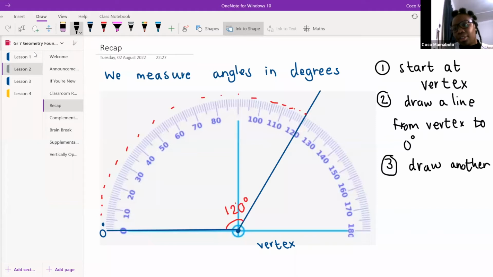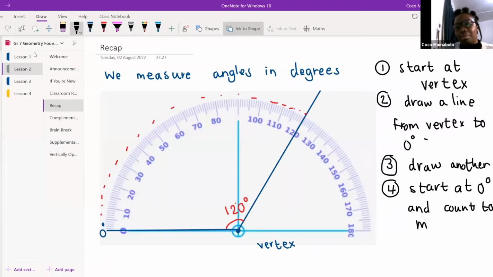Draw another line. And then how do we count? Where do we start counting to get to that other line? Can you guys tell me in the chat? I start at 0. Good. I start at 0 degrees and count to my other line. Okay, good.